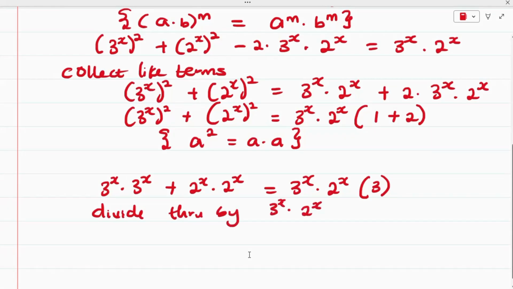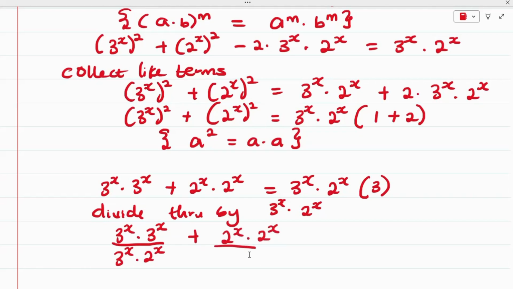So then we have 3 raised to the power of x multiply 3 raised to the power of x divided by 3 raised to the power of x multiply 2 raised to the power of x, plus 2 raised to the power of x multiply 2 raised to the power of x divided by 3 raised to the power of x multiply 2 raised to the power of x, and this is equal to 3 raised to the power of x multiply 2 raised to the power of x multiply 3 divided by 3 raised to the power of x multiply 2 raised to the power of x.